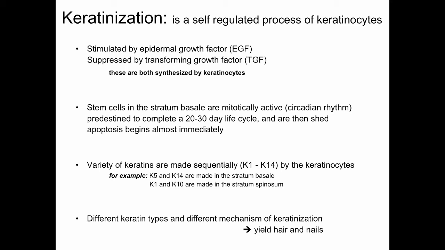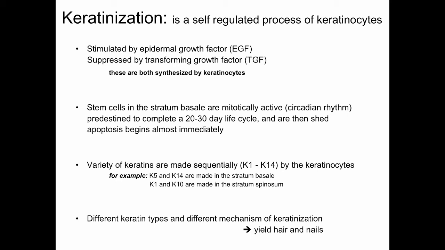Keratinization is a self-regulated process of keratinocytes. The keratinocytes will synthesize epidermal growth factor that stimulates keratinization. They'll also synthesize and secrete transforming growth factor that suppresses keratinization. Stem cells in the stratum basale are mitotically active. They follow a circadian rhythm, so they tend to divide in the dark cycle. Keratinocytes are predestined to complete a 20 to 30 day life cycle, and then they're shed. Apoptosis begins almost immediately after they form.